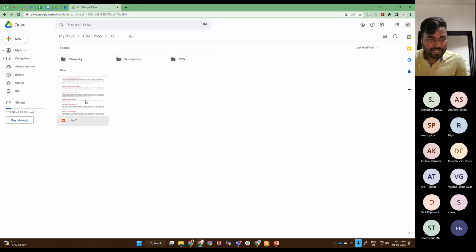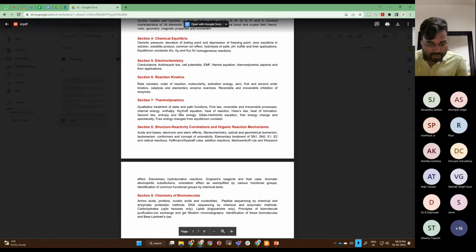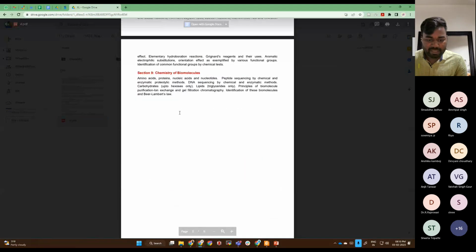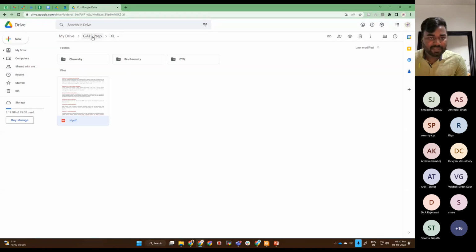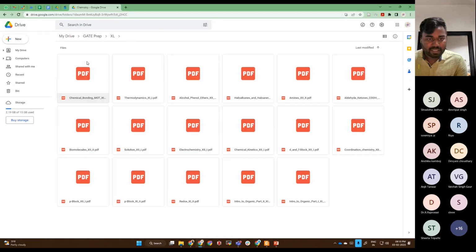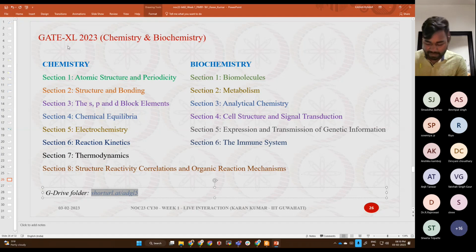So here you will find the syllabus. I hope those who are appearing for this exam have gone through the syllabus for chemistry and biochemistry. For the GATE examination in BT, the syllabus is also uploaded in this folder. For chemistry, here I have uploaded the NCERT chapters, which are important and cover the entire syllabus of the chemistry portion of GATE Excel.